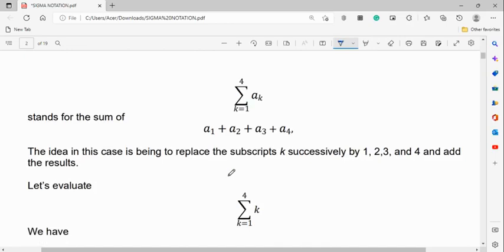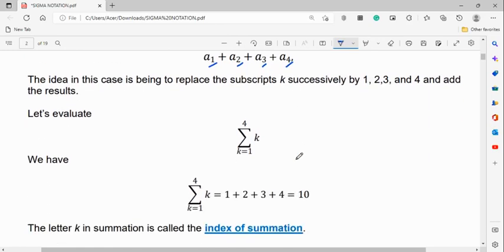So, let's have examples, just like here. It starts from 1 and from n to 4. So, we have A sub 1, k, palitan mong k ng 1, plus k ng 2, plus A sub k ng 3, and A sub 4 up to that only. Okay? Because you need the end, sa 4 lang. Okay. But the idea in this case is to replace the subscripts k successively from 1, 2, 3, 4, and other results.